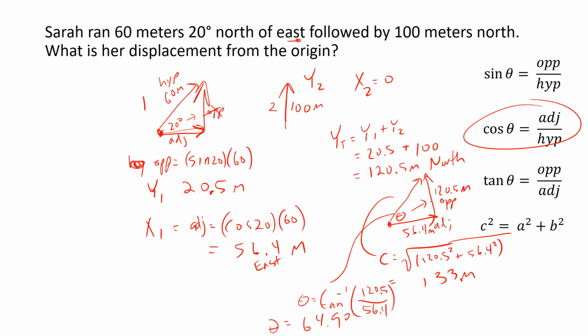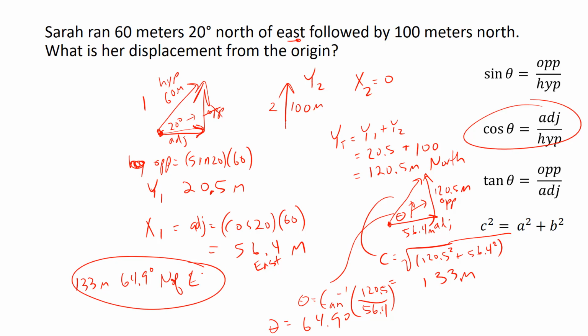And now our final description, I'm going to write it over here. These, once again, take a lot of room. My final description is going to be 133 meters, 64.9 degrees, and this one would be north of east. That's how you do this problem.